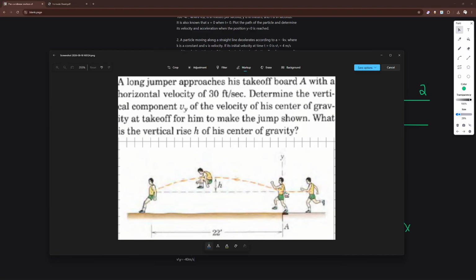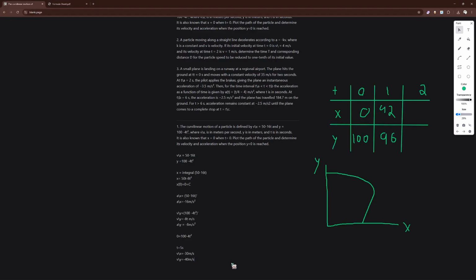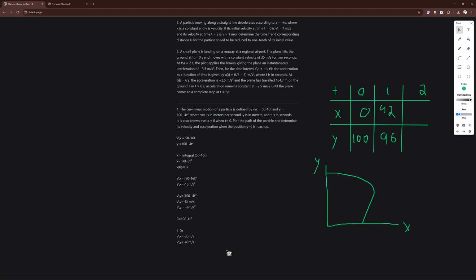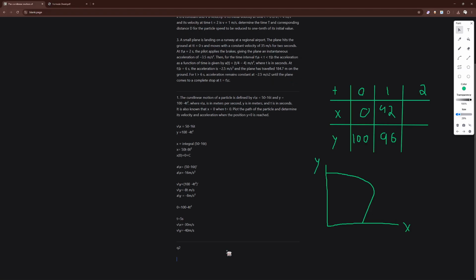So we're taking this as our datum. This is our 0, right? This is our 0. So let me just write out Q2. Let's get started with that. So this one's pretty easy. We want to get the time.